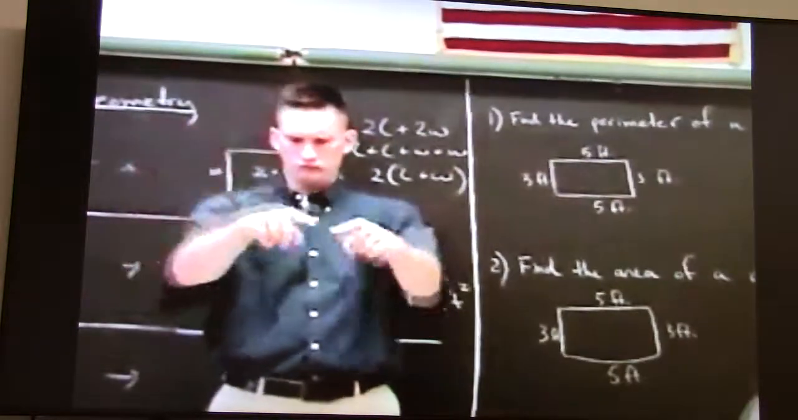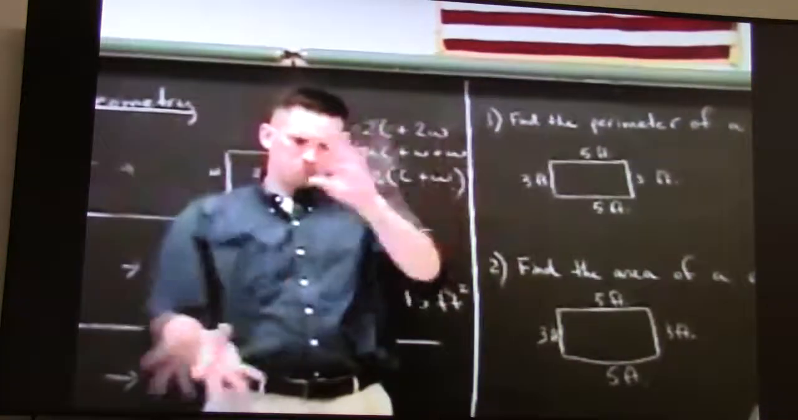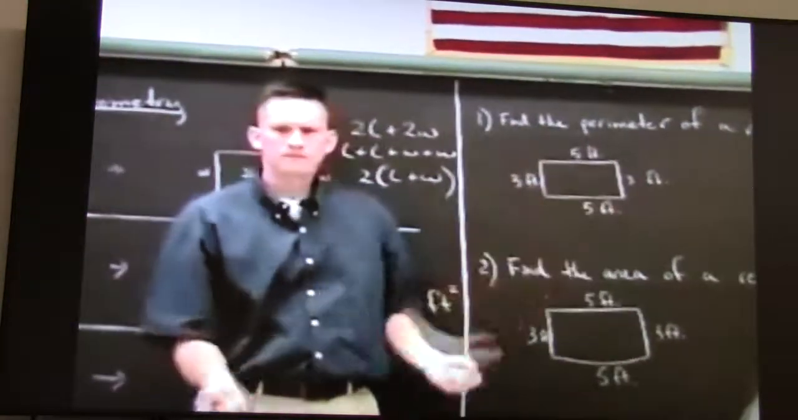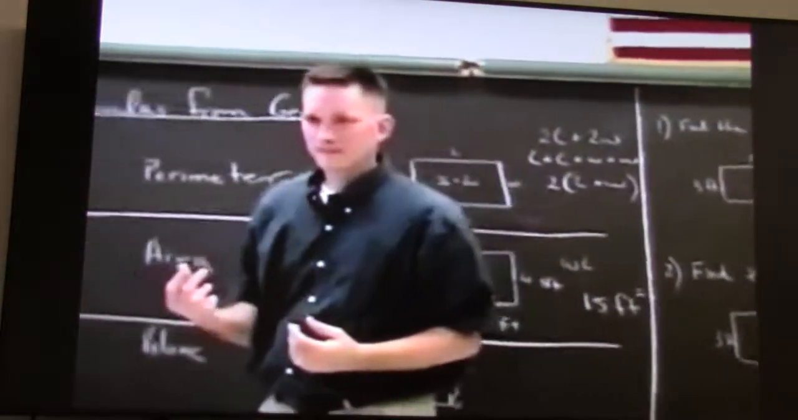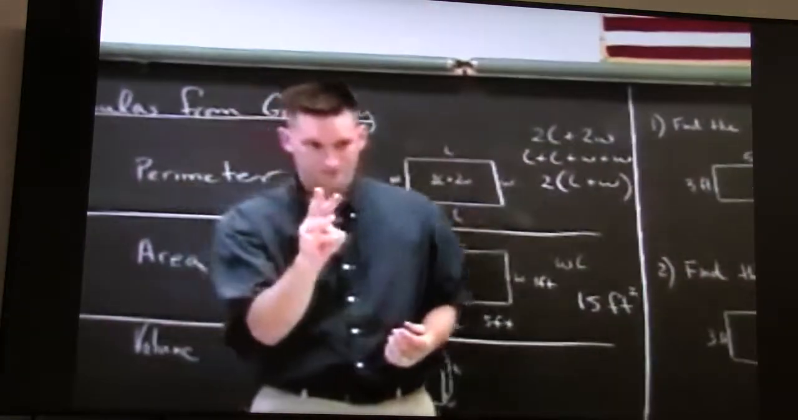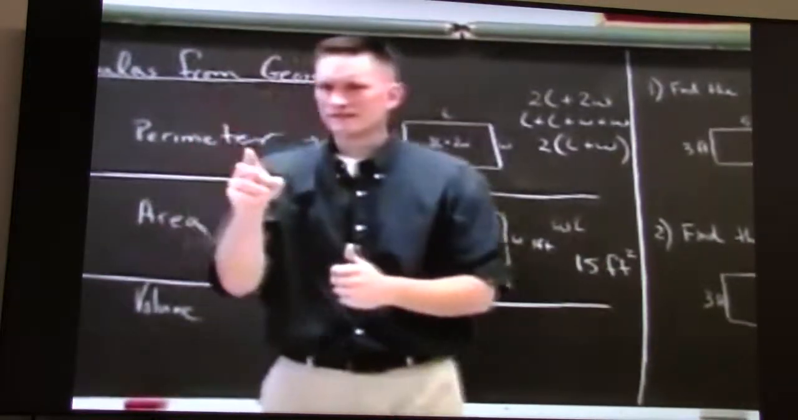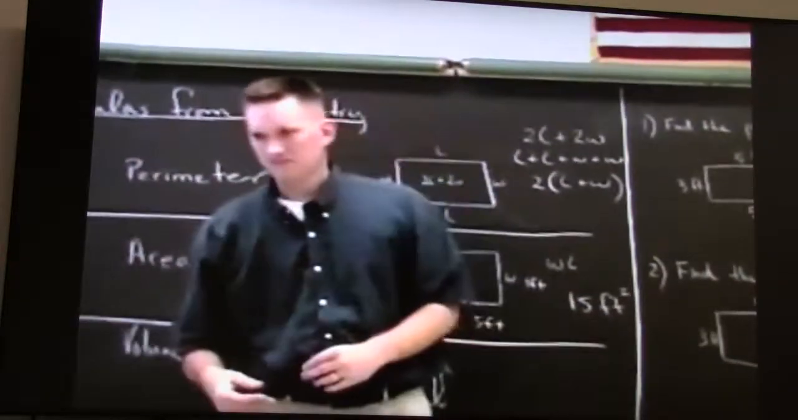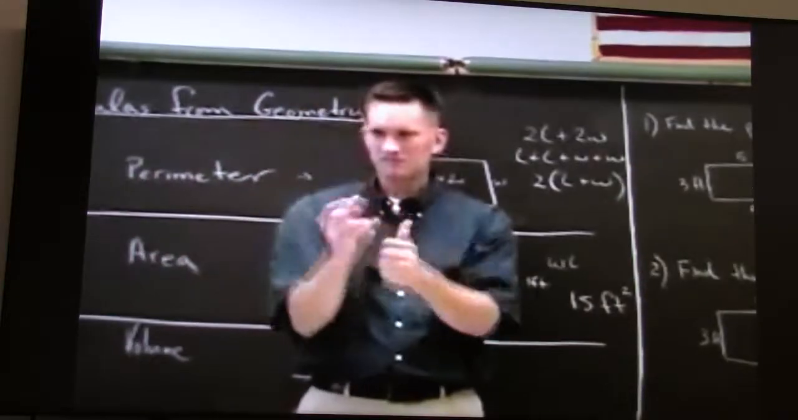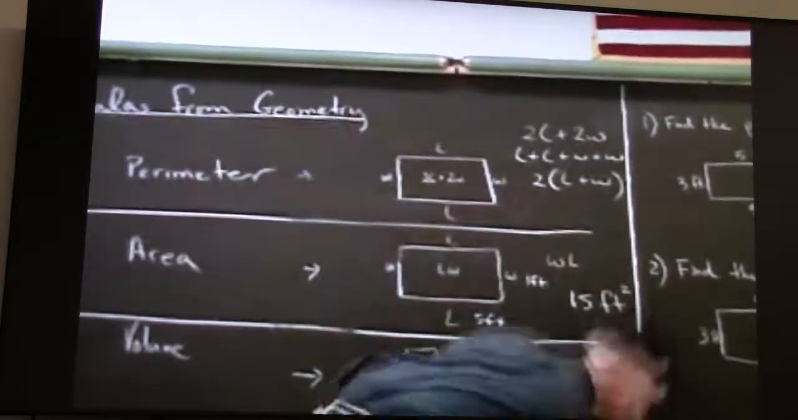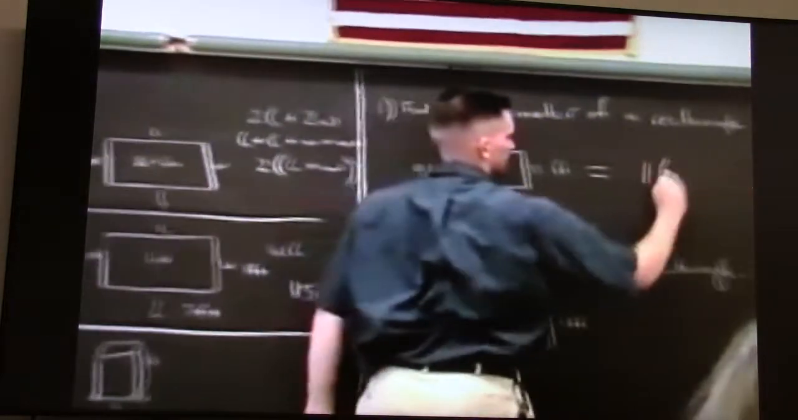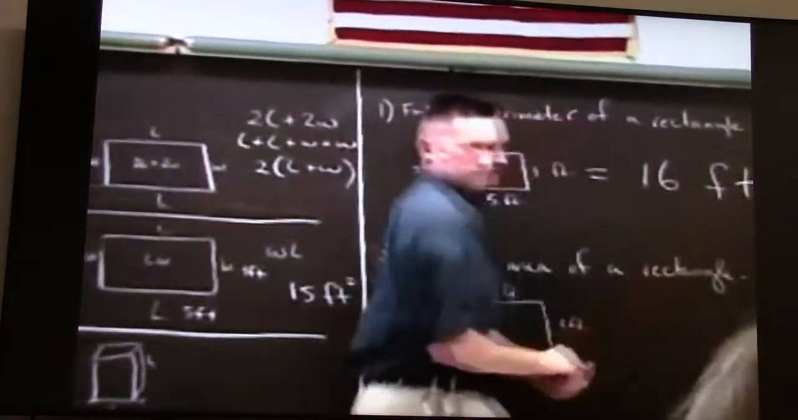But I've got a few problems, and it's just to show you how to use those formulas. So for the first one, it's finding the perimeter. Do you know what the answer is? 16? How did you get that? Yes, so you take the length and you add up both sides. So you get 16 feet.